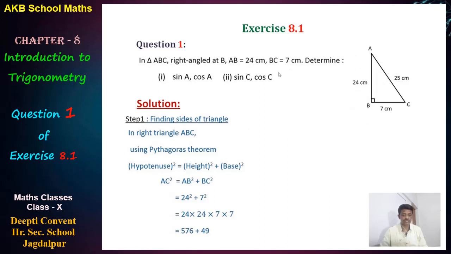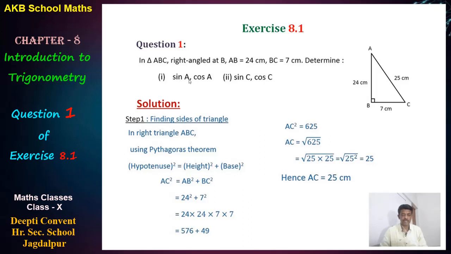Now using this, because only two things are given, 24 and 7, AC equals, you can get the value 25. So this AC equals square root of 625, which is 25. So AC equals 25. Now the lengths of the three sides are known.